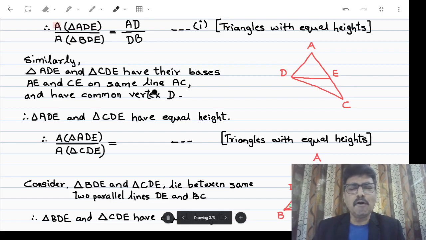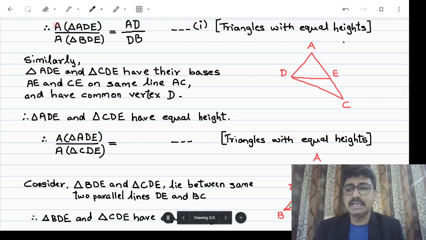We just saw that when bases are on the same line, they have a common vertex where heights are equal. So ADE and CDE have equal height. What happens when triangles have equal heights? The ratio of their areas is equal to the ratio of their bases.